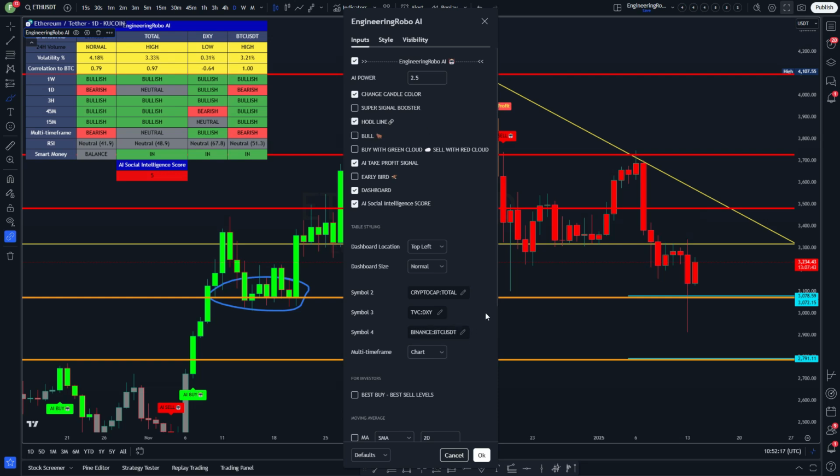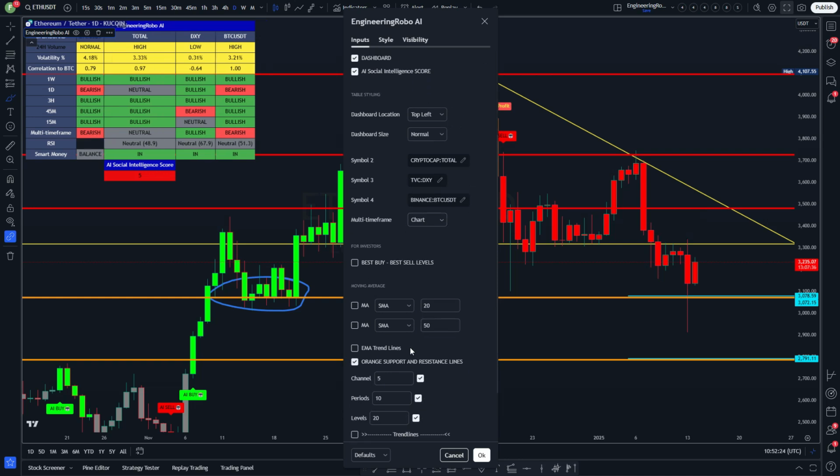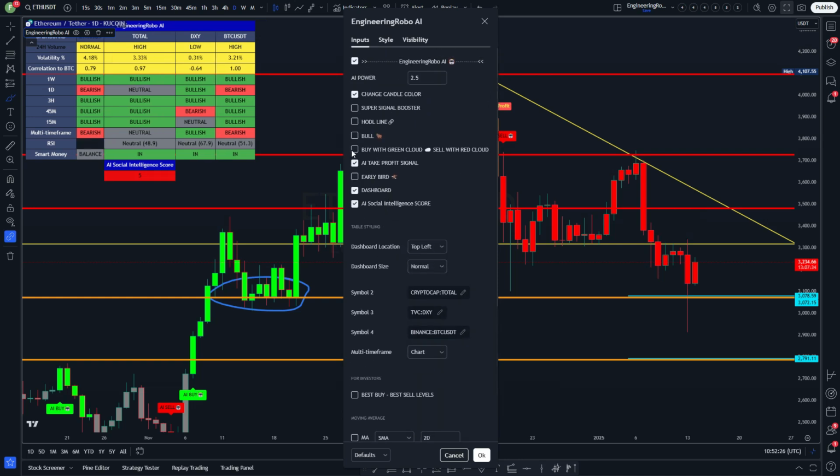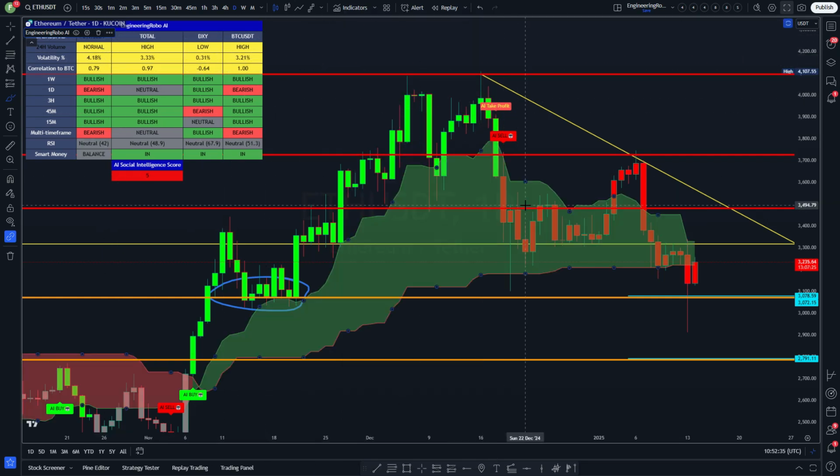Maybe the HODL line is already switched on but not printing. Not sure why. I'll take a look at that a little bit later on. The clouds, which are different to Ichimoku clouds, we'll give that a moment to crunch the numbers there.